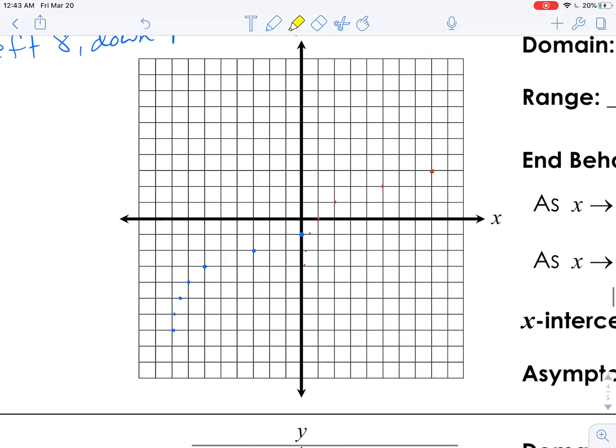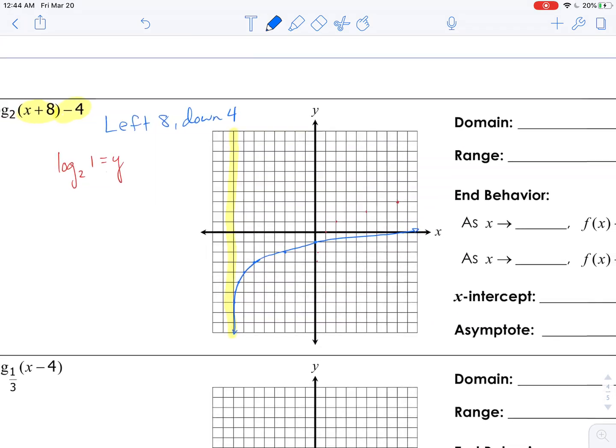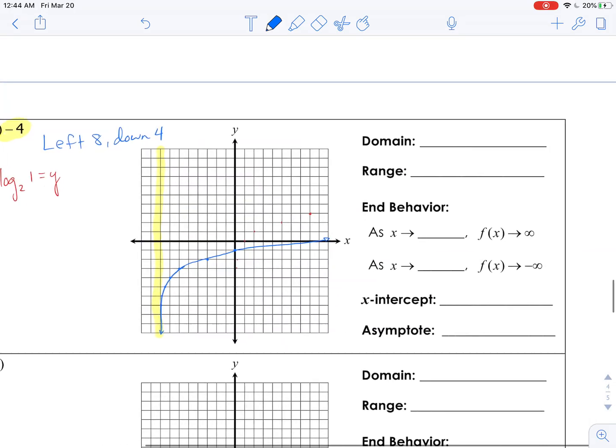So we can kind of see here as we connect these dots that our asymptote is going to end up being here at x is -8. And again, let's kind of do our best to make a rough sketch here. It doesn't have to be perfect. You can see that's not the best, but it gets us what we need.